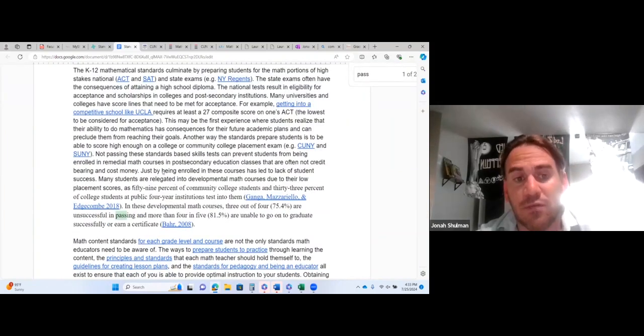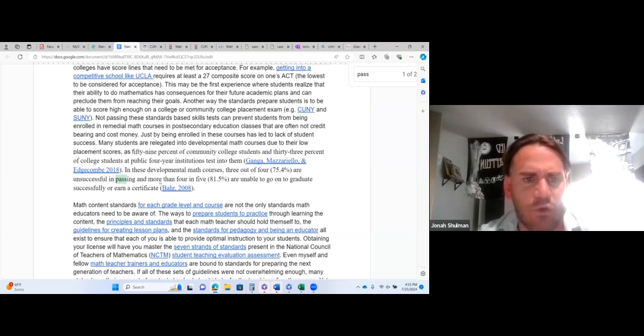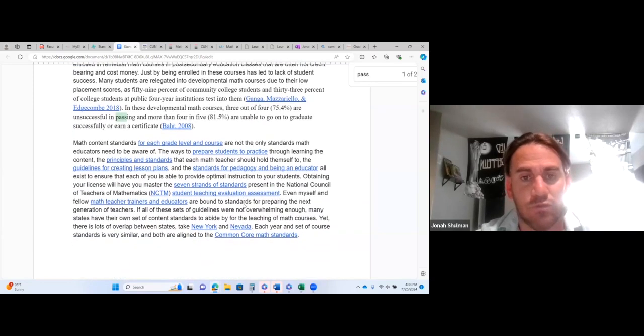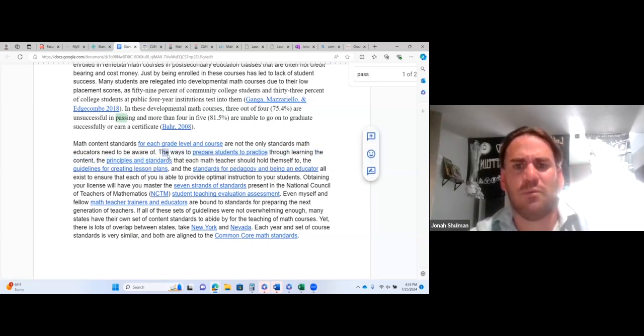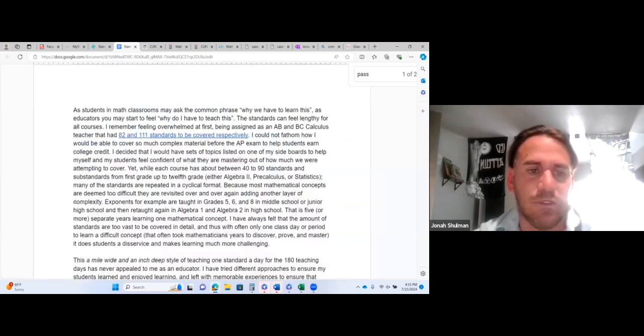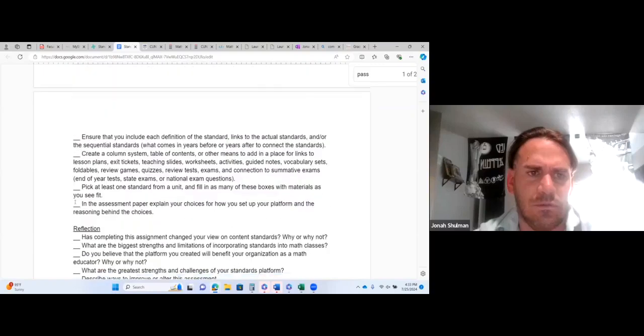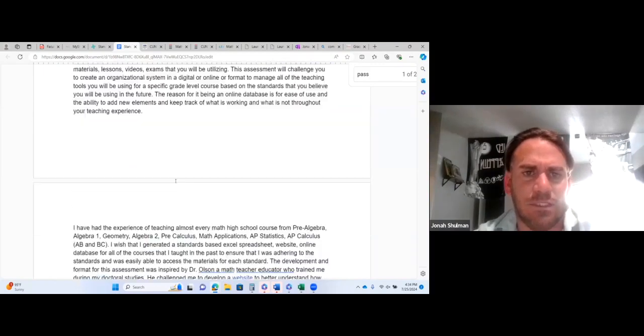And just by being enrolled in one of these developmental math courses, 3 out of 4 can't pass the course, and 4 out of 5 will not graduate, which is really sad. So the content standards prepare students for each grade level, and the practice standards are the ways to prepare students to practice through the content. So there are principles and standards that we can look through. They're at the bottom of every one of these. Principles and standards help students get there.